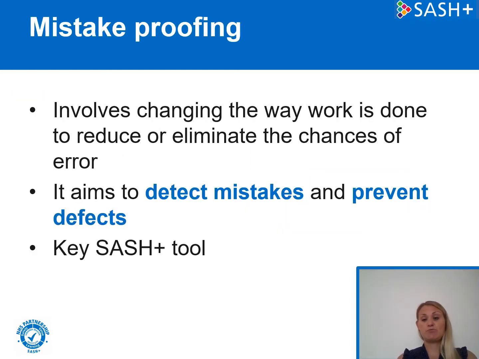So this is where mistake proofing comes in. Mistake proofing involves changing the way work is done to reduce or eliminate the chances of error. It recognises that people are humans and will make mistakes, but it's about putting systems in place to detect mistakes and prevent them becoming defects. It's a key SASH Plus tool.